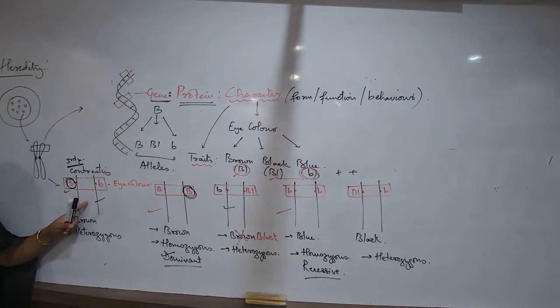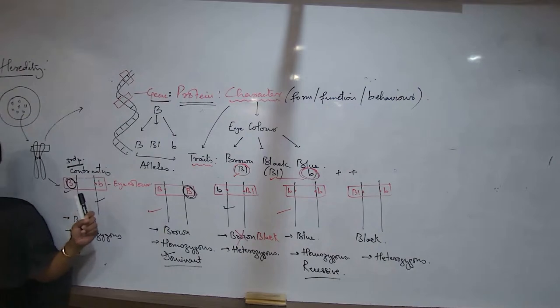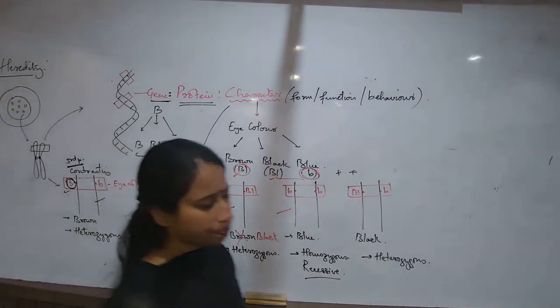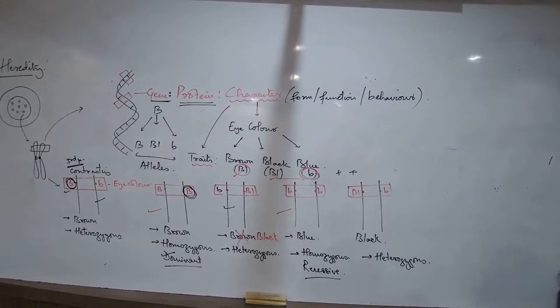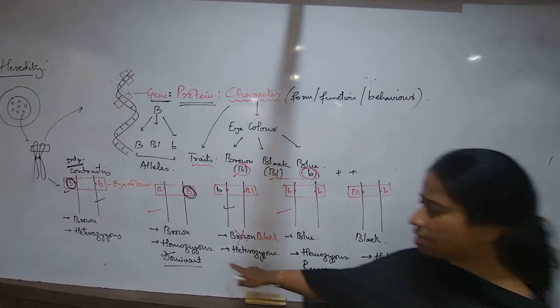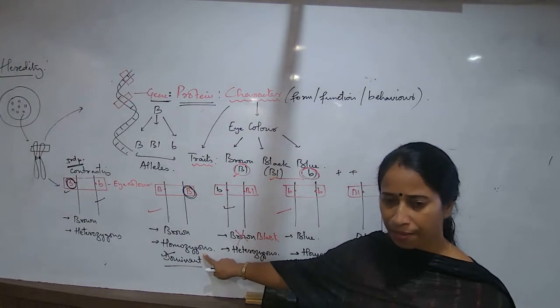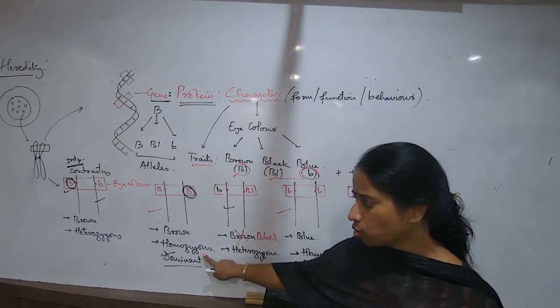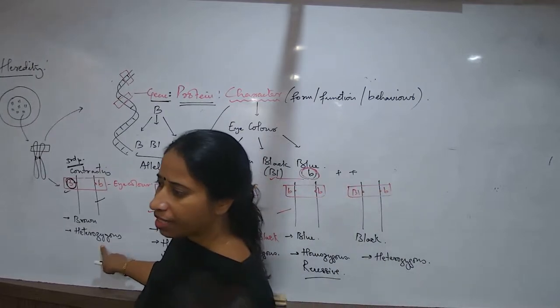A dominant allele always expresses. Write it up. A dominant allele always expresses both in homozygous, check the spellings, a dominant allele expresses in the homozygous as well as heterozygous conditions.